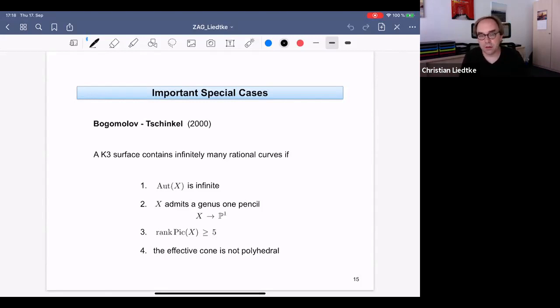So the upshot of this result of Bogomolov and Schinkel is that for special K3 surfaces, this is true. Just to give you an idea, for example, inside the moduli space of all K3s, the algebraic ones form a 19-dimensional family. The locus where you have a genus 1 fibration is codimension 1. So you already have quite a number of divisors inside moduli spaces where the conjecture is true. And so in important special cases, it is true.